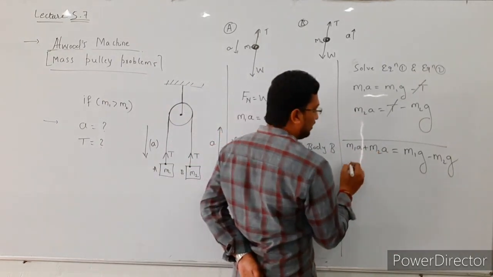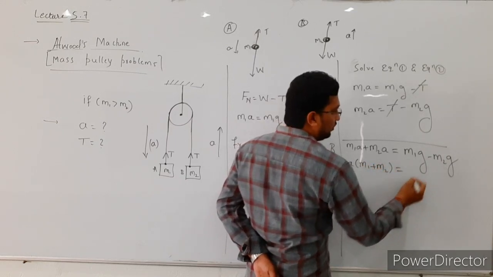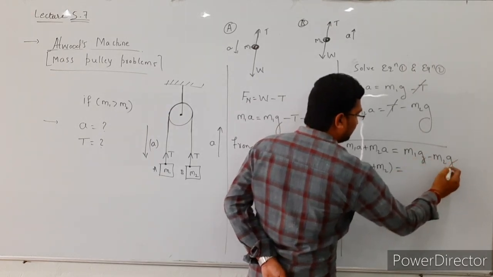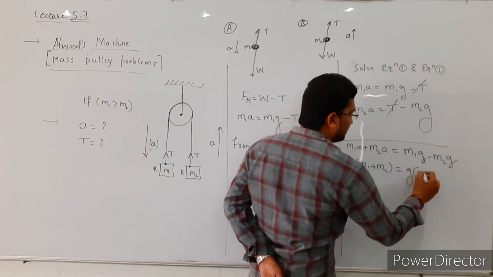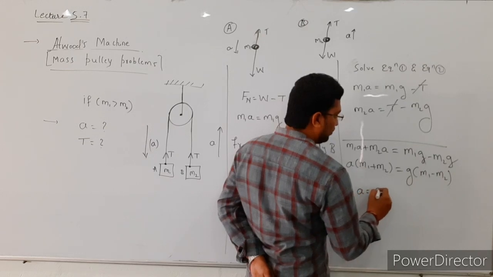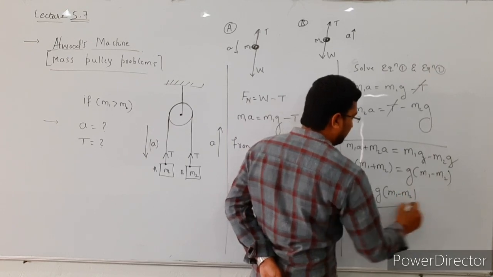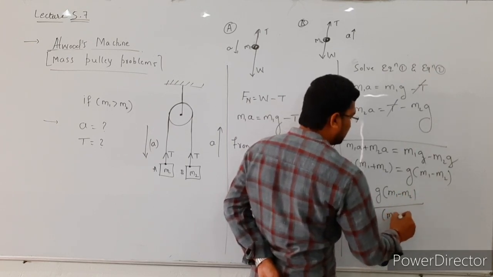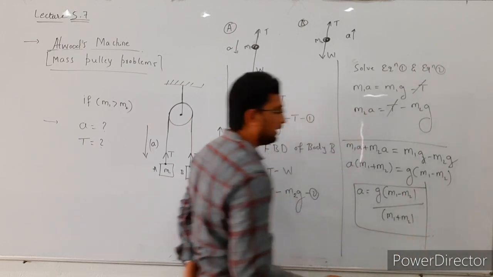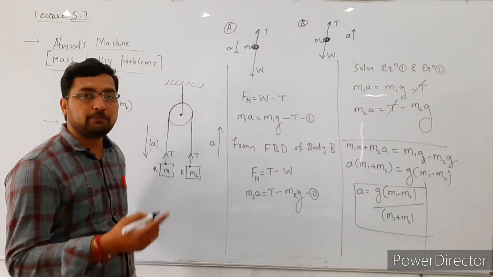In this case take a common, then it becomes m1 plus m2 equals g common times m1 minus m2. So from this relation, acceleration is equal to g into m1 minus m2 divided by the total mass m1 plus m2. This formula is used to find the acceleration of the system: a equals g into bracket of m1 minus m2 divided by m1 plus m2.